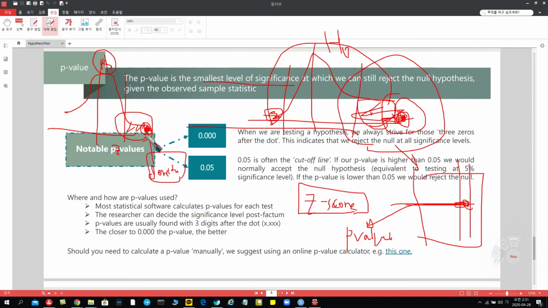Compare the p-value to 0.05. If the p-value is lower than 0.05, it means that this density of the p-value is only here in the rejection region. Now you can get it? Okay.